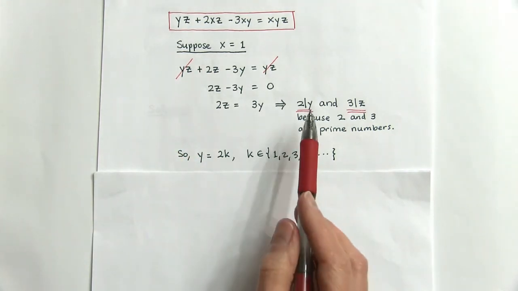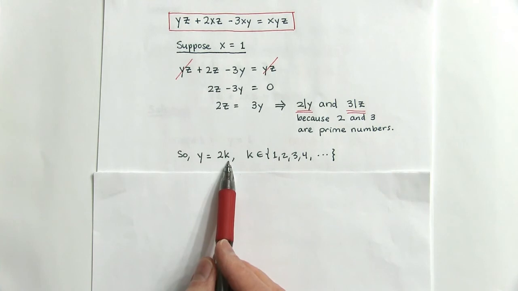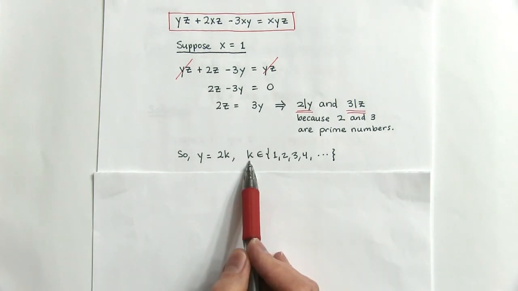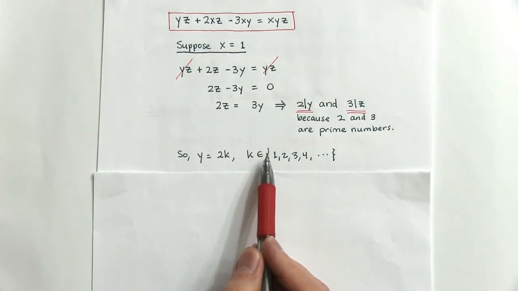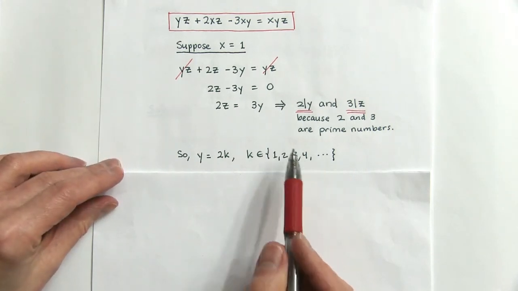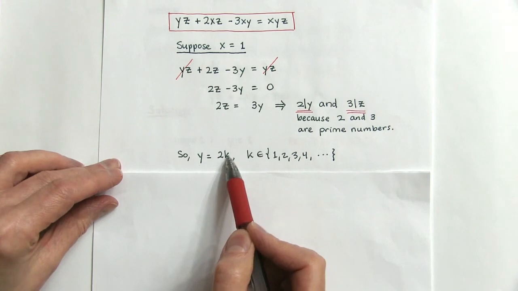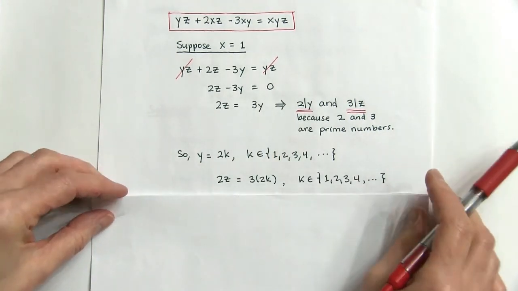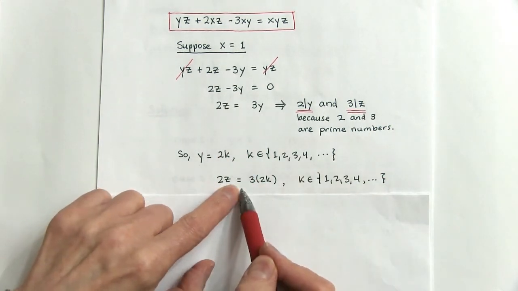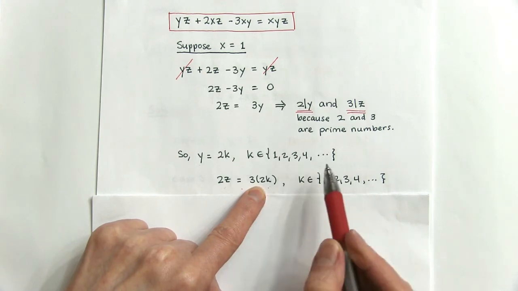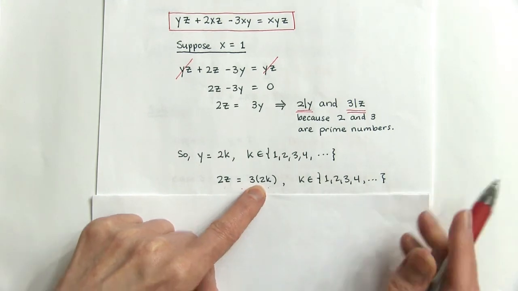So if 2 divides y, it means that y is an even number. In other words, y can be expressed as 2k, where k is a positive integer, 1, 2, 3, 4, and so on. I'm going to plug y is 2k into this equation, and this will simplify for us, and we get 2z equals 3 times y, but y is 2k. And this is true for all positive integers k.